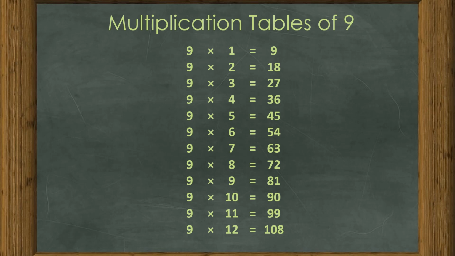9 8s are 72. 9 9s are 81. 9 10s are 90. 9 11s are 99. 9 12s are 108.